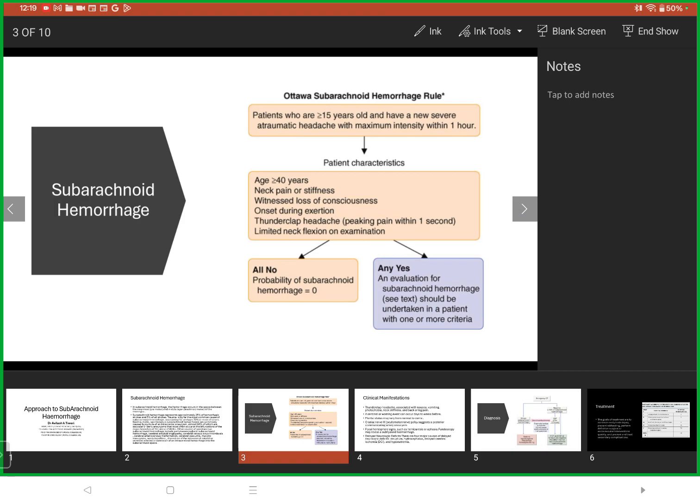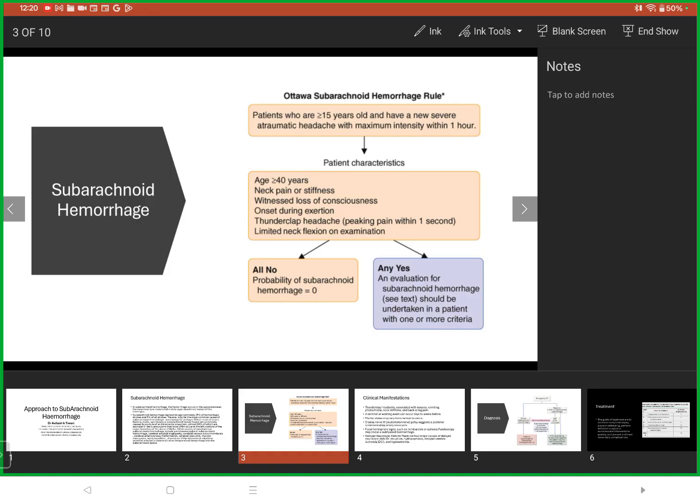Now, before you go ahead, there is the Ottawa Subarachnoid Hemorrhage Rule, which helps us estimate the probability that an individual may have a subarachnoid bleed, based upon which you try to diagnose it.